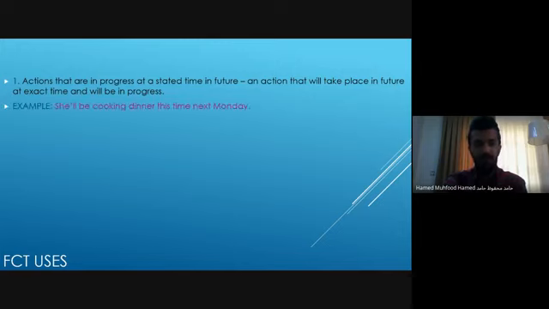Like examples, she will be cooking dinner this time next Monday. We know that we expect that she will be in the progress of doing this action. We know that she will cook dinner at this specific time and during this specific period of time in the future. So we use the future continuous tense, right?